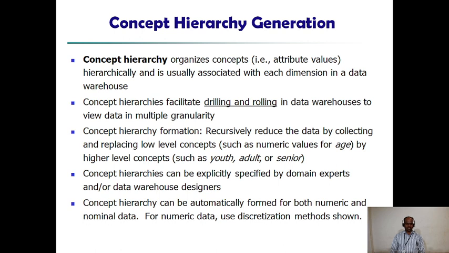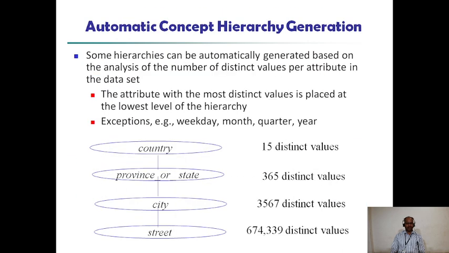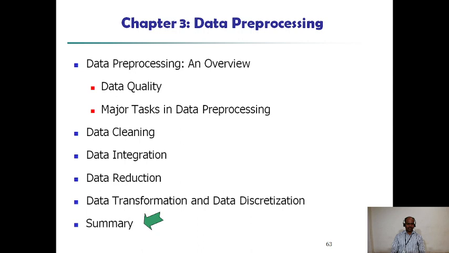Concept hierarchies can be explicitly specified by domain experts or data warehouse designers. Concept hierarchies can also be found automatically for both numeric and nominal data. For numeric data, we will use discretization methods. So these are all different discretization methods. This is an example of a concept hierarchy: street, city, state, and country. This depicts a concept hierarchy.